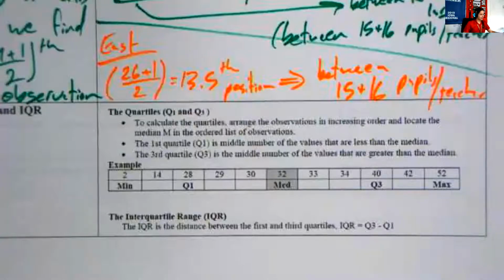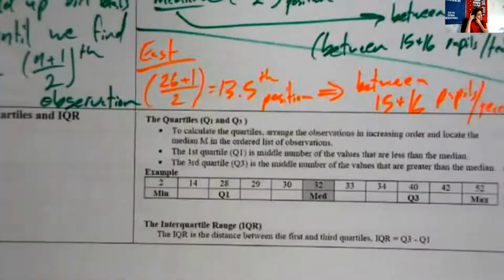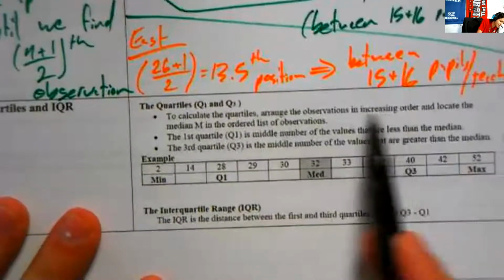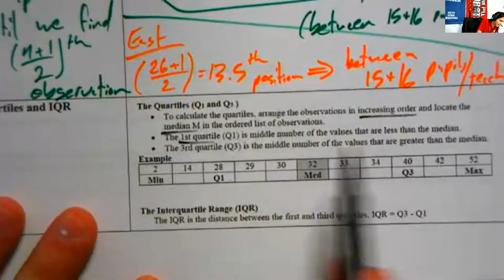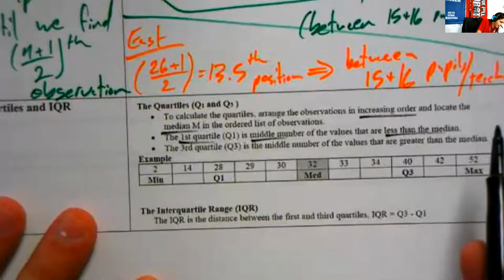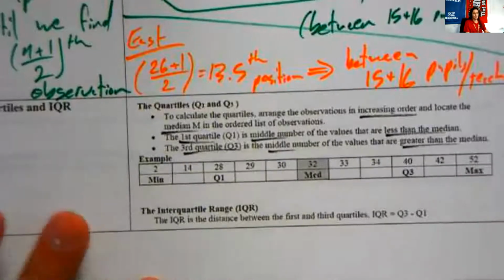All right, so next thing we got to talk about is something called quartiles and the IQR. Quartiles. You may have heard of these. Quartiles should make you think of quarters, should make you think of 4. Dividing the data up into 4 kind of parts. And I just for the first time noticed that there's an error in these notes, and we're going to correct it down here. To calculate the quartiles, arrange the observations in increasing order, locate the median. This thing called the first quartile is the middle of the values that are less than the median. And the third quartile is the middle of the values that are greater than the median. Okay, so we've got that.